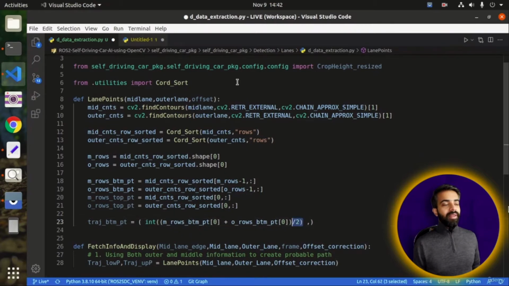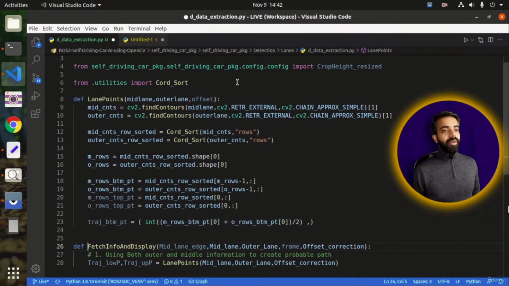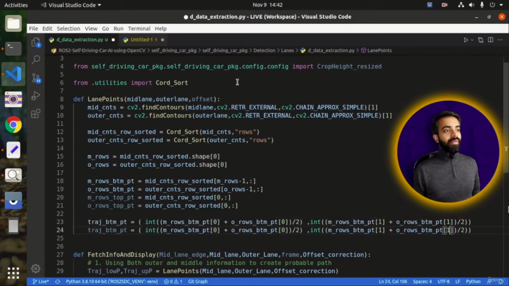Once you have done this, we have now the row or column of that particular point, and now we need to estimate its row. For the row, we simply replace the index with 1. Once we have done this, we now have the trajectory bottom point computed. Now we do the same for the top point. So the trajectory top point is estimated in the same way by replacing the m rows bottom with m rows top, outer rows bottom to outer rows top.